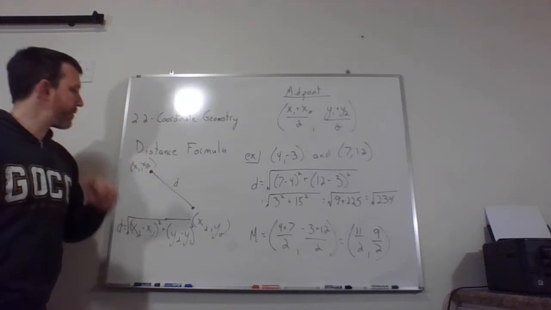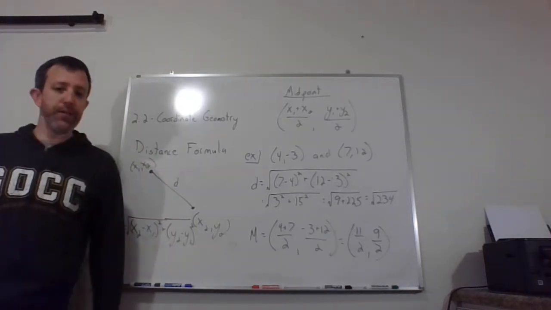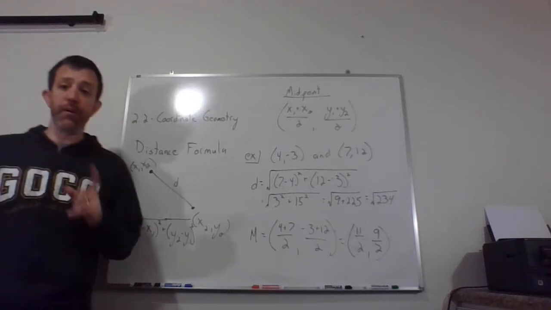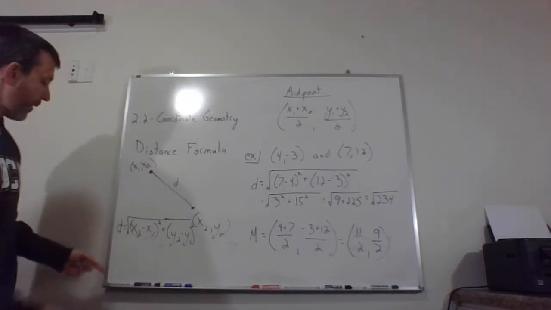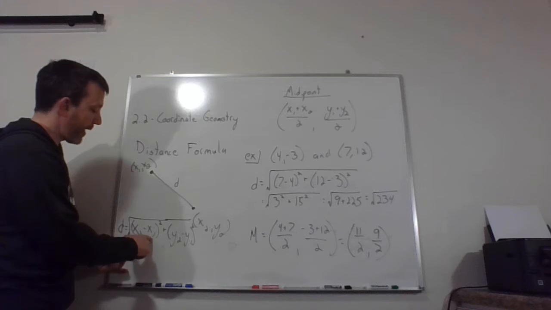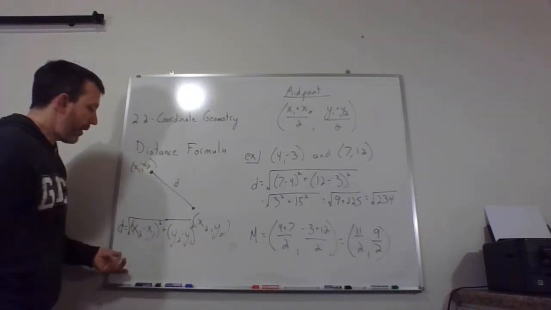So first, the distance formula. Given two points, (x1, y1) and (x2, y2), the distance between them is given by this little formula, which you can also find in your book, and it might be easier to read. So anyway, it's the square root of (x2 minus x1) squared plus (y2 minus y1) squared.